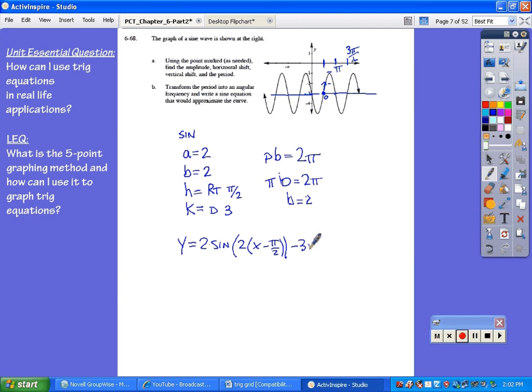Transform the period into angular frequency and write a sine equation, blah, blah, blah. We already did that. Very good. All right. And again, we're still stressing here 5-point graphing method. How can we use it to graph trig equations? Everything we're doing in this section is graphing trig equations.